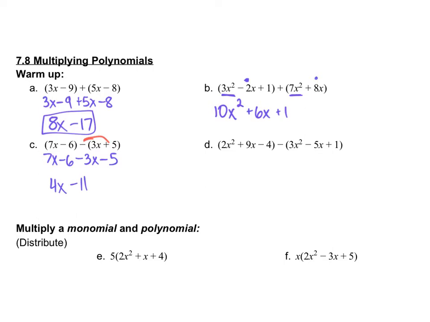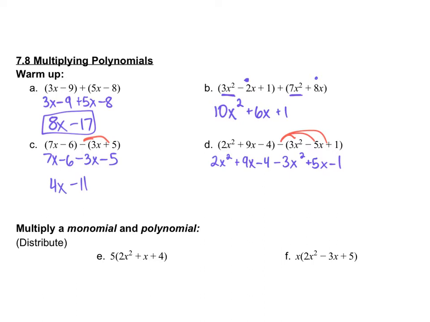All right, and for D, I need to distribute that negative throughout, and I'm just going to rewrite the whole thing. So 2x squared plus 9x minus 4 minus 3x squared. And then if I'm subtracting a negative 5x, double negatives makes a positive 5x minus 1.